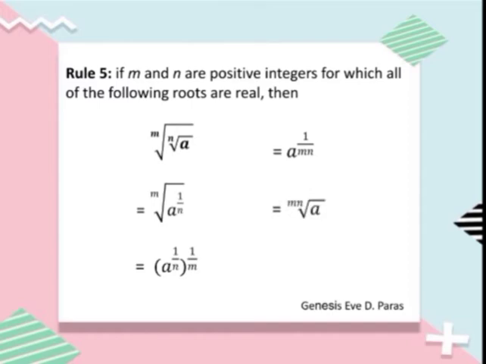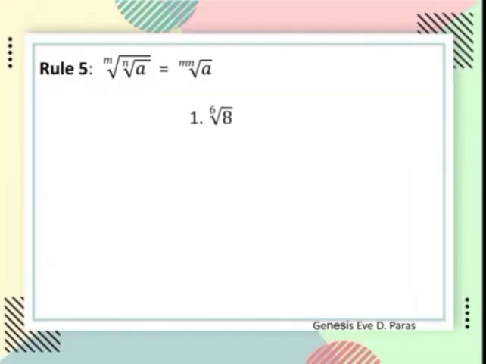Here is an example, the sixth root of 8. Magiging the square root of the cube root of 8 and the final answer is the square root of 2.